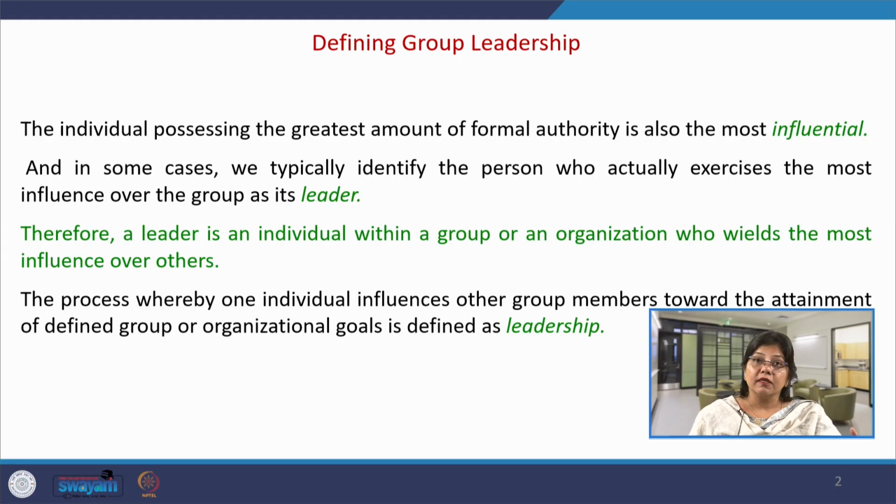It is a process when an individual influences other group members towards the attainment of a common goal or the defined group goal, and this process is known as leadership. In that process, it is not only the influence that is executed on the followers; it also requires a lot of other competencies or traits that make an individual a leader.